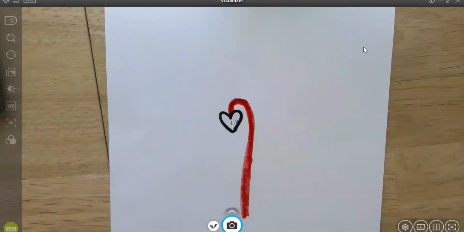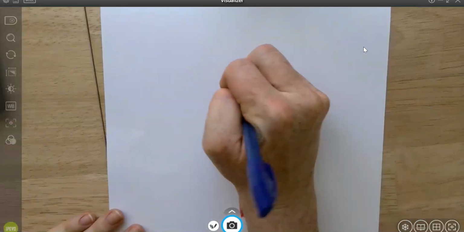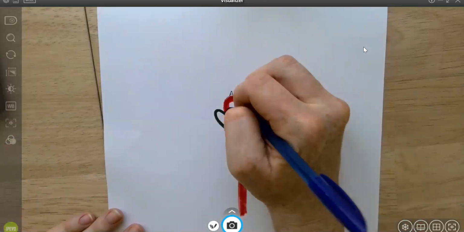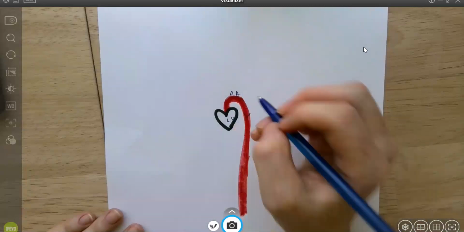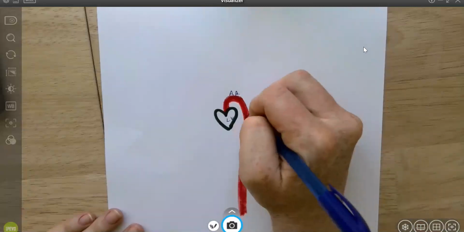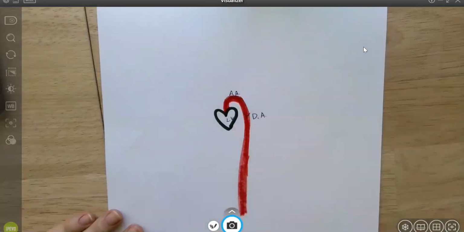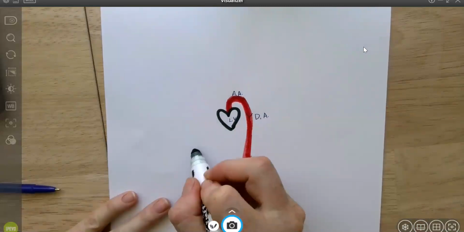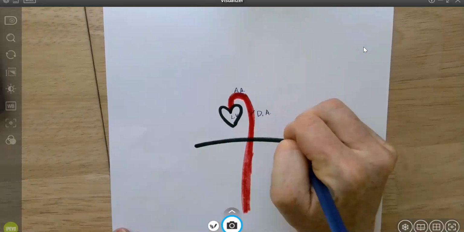At the top of this little arch right here, this is called the aortic arch, and then as it goes up, makes a U-turn and goes downwards, at the part where it starts going down, that's called the descending aorta here. And then the descending aorta is going to go through the diaphragm. So this right here is supposed to represent the diaphragm.